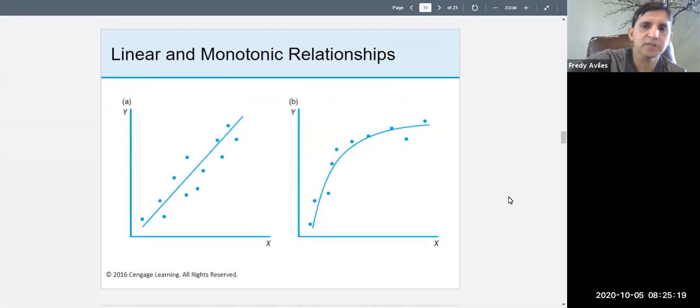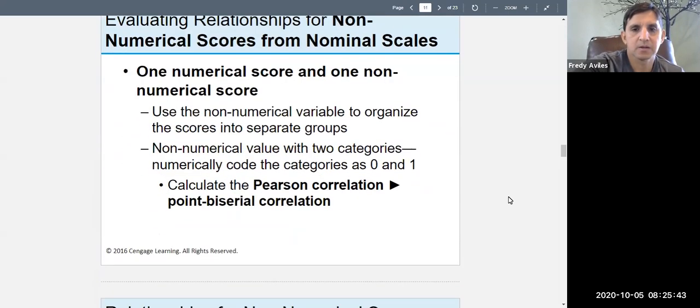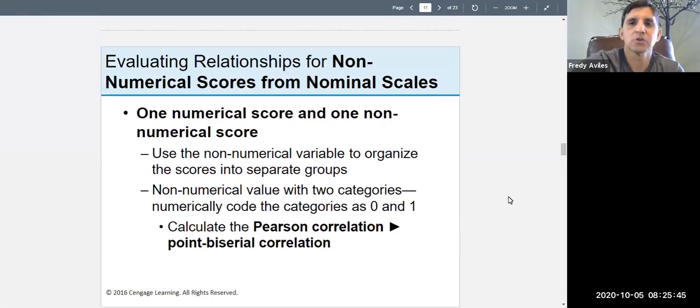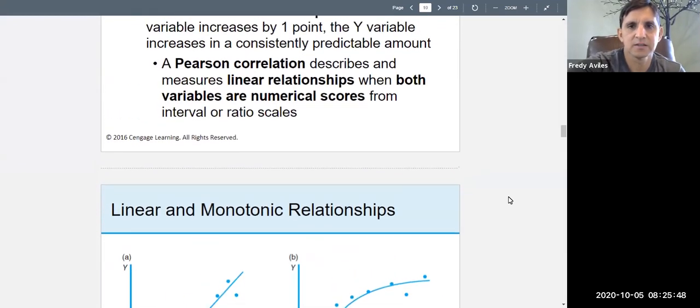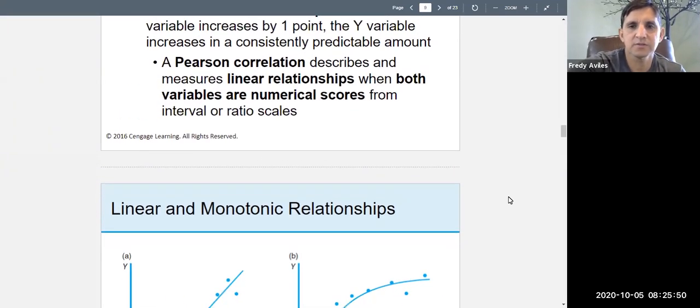And I don't tell you so much about monotonic relationships, but I do show you an image. So with a linear relationship, that's A, right? You use the Pearson correlation for that. If you have a relationship that's curvilinear, that's called a monotonic relationship. And that is measured instead with something other than Pearson. They sound the same, actually. Pearson correlation describes linear relationships.